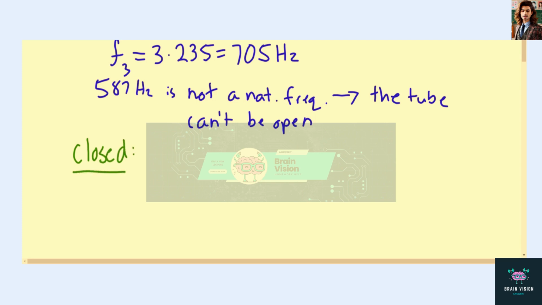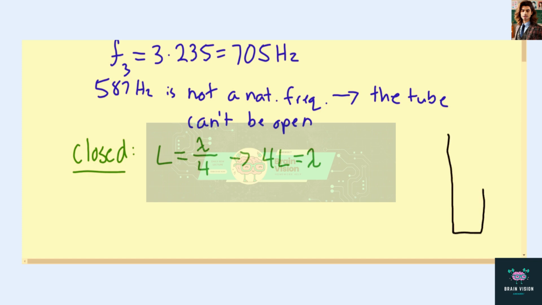So now, once again, we have to figure out what the fundamental frequency would be in this situation. In this case, the length of the tube would be the fundamental wavelength divided by 4, or 4 times the length of the tube would be equal to lambda. I'll draw a quick picture just to demonstrate this.